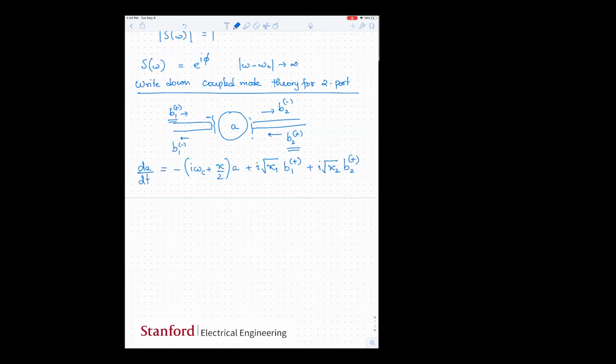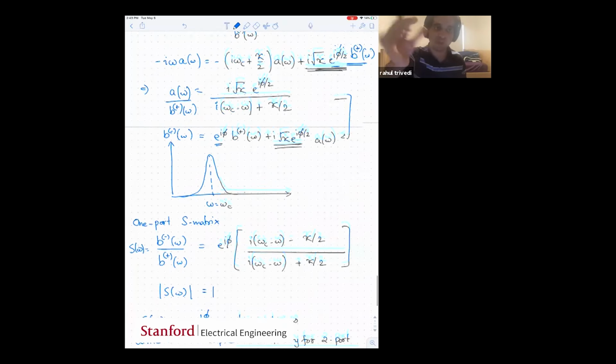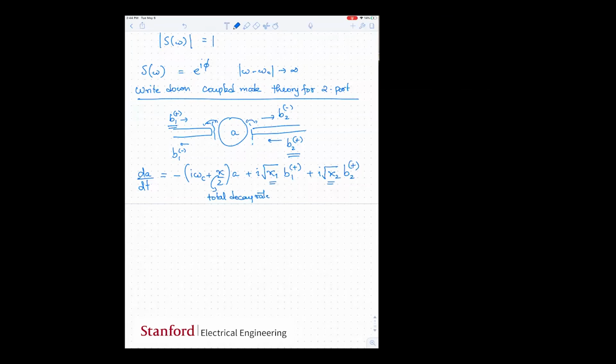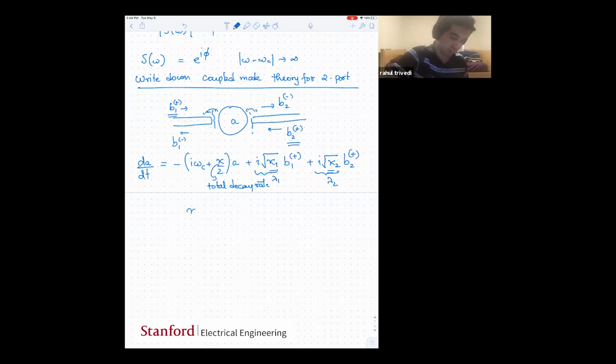Why is it square root of kappa 1? Because different waveguide modes can couple differently, right? So these two need not couple equally. So kappa here is the total decay rate, right? And you can imagine kappa 1 and kappa 2 to be decay rates into the individual waveguide modes. So this entire thing is lambda 1, and this entire thing is lambda 2. I'm just writing lambda 1 is square root of kappa 1, lambda 2 is square root of kappa 2, right? So from energy conservation, you expect kappa to be equal to kappa 1 plus kappa 2, right?